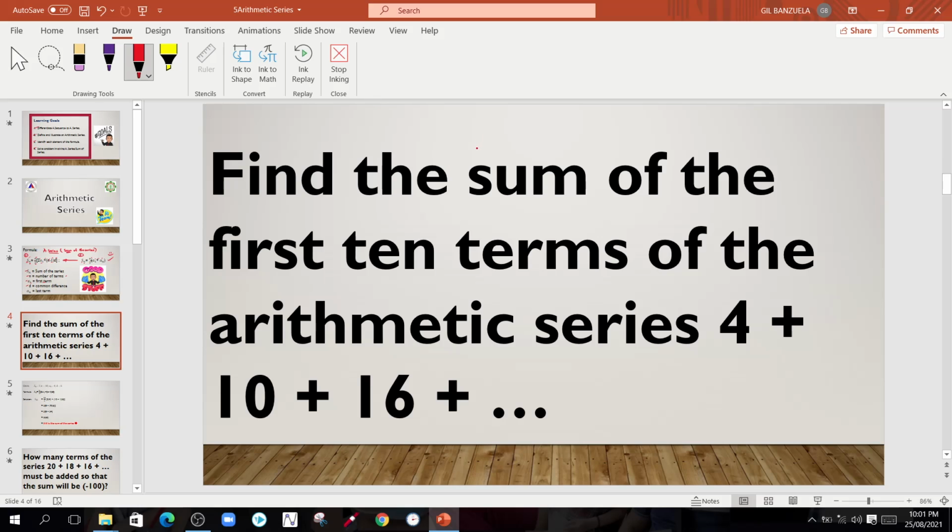So, sa pag-solve ng word problem, guys, hindi lang sa arithmetic series, napaka-importante na binabasa natin yung problem. And reading alone is not enough. Kailangan reading with comprehension. Okay? Hindi okay na nababasa lang natin. Kailangan nauunawaan at naiintindihan natin. Okay? So, the same way sa pag-aaral ng English and Filipino. We have to read and comprehend.